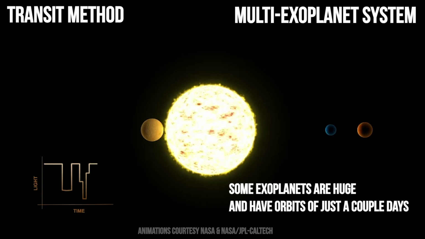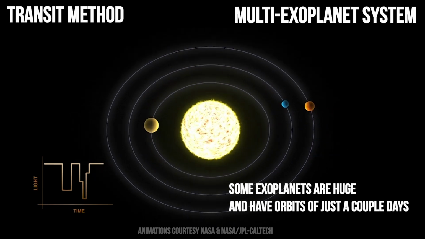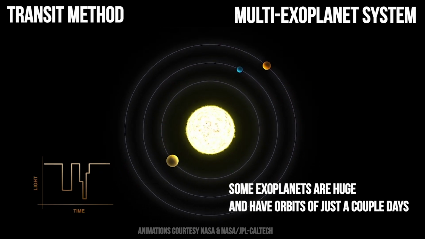If they were viewing our solar system from the top down perpendicularly, they would never see any of our solar system planets transit the sun. Okay, so how do we do this?